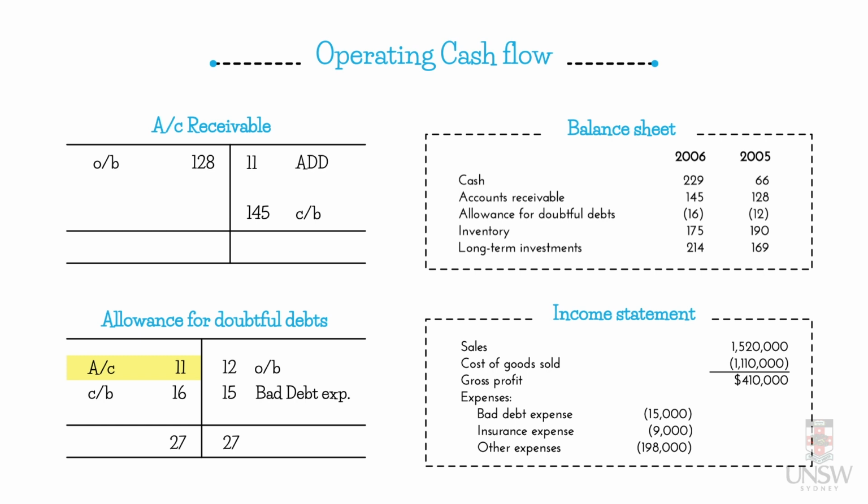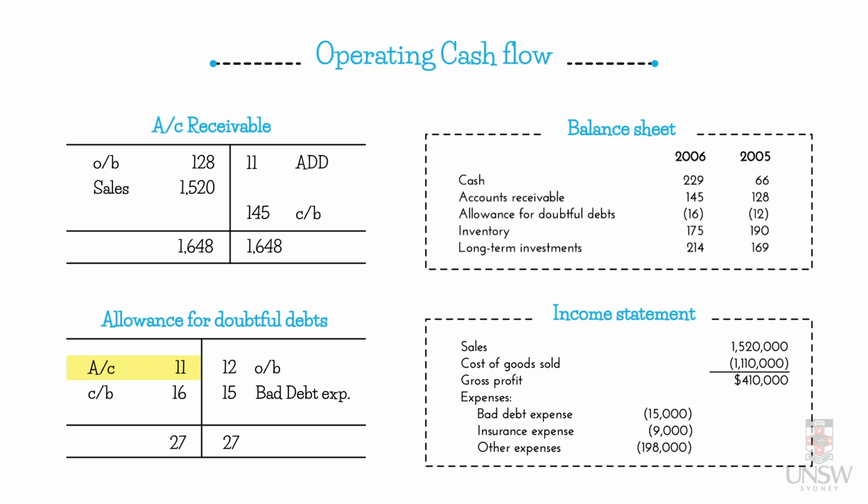So what are we going to have on the debit side of accounts receivable? Well, we put in the opening balance. We then put in sales. The sales come from the income statement. So that's 1,520. That's everything on the debit side. So we can total that side up to 1,648. The credit side will be equal to 1,648 as well.